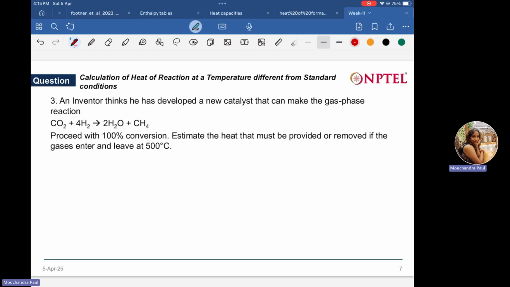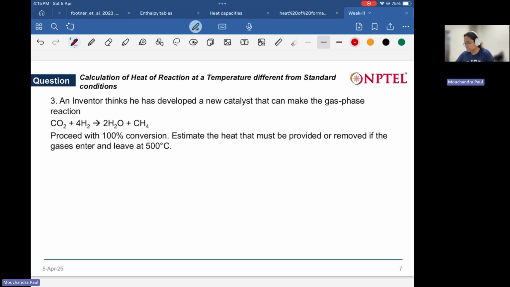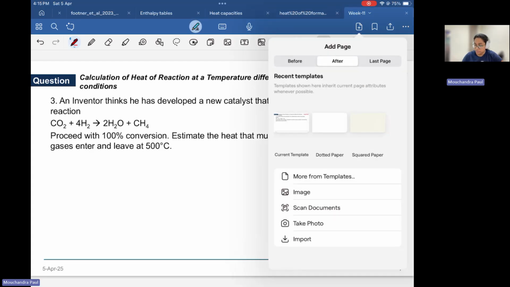Hello. So let's begin with the next problem. Here you have to calculate the heat of reaction at a temperature which is not your standard temperature, not at 25 degrees Celsius, but at a temperature that is different from the standard conditions. In order to do this, let's quickly understand a small concept.